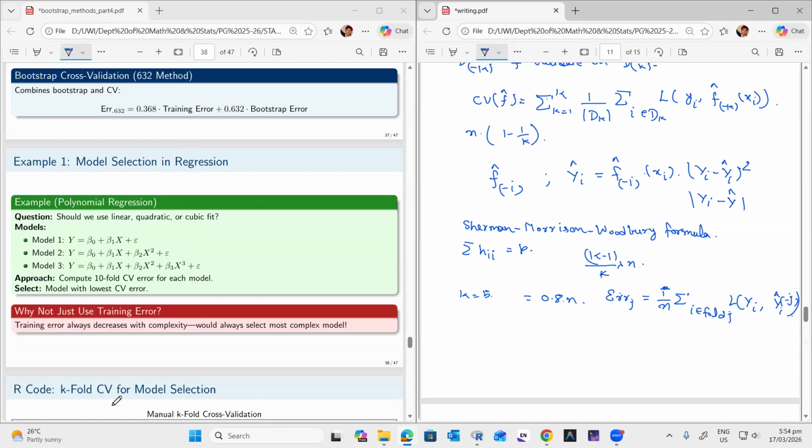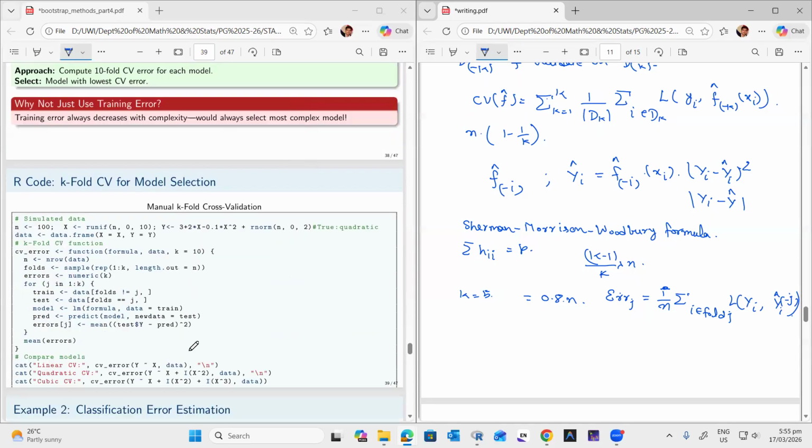So there is an example for model selection in regression. Here we have three models. Should we use linear, quadratic, or cubic fit? Compute the 10-fold CV error for each model, and the model with the lowest cross validation error will be selected. All right, why not just use the training error? Training error always decreases with complexity, so it would always select the most complex model.